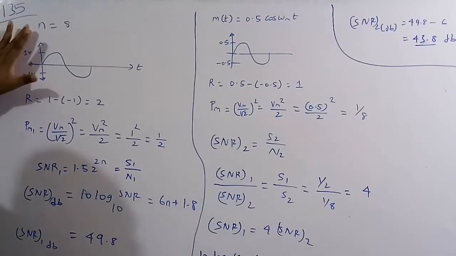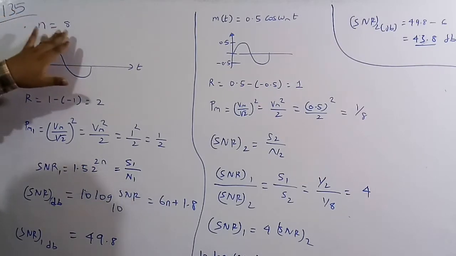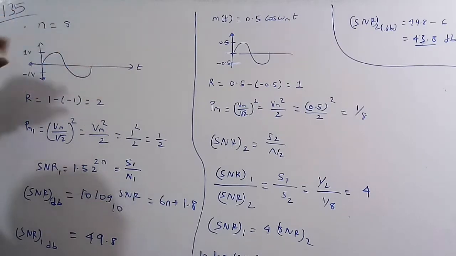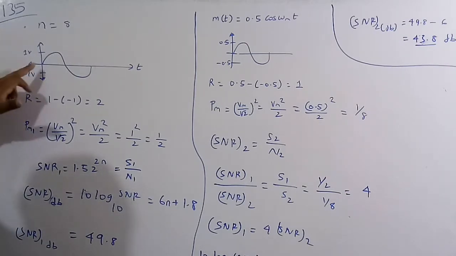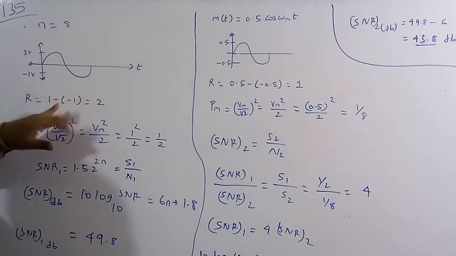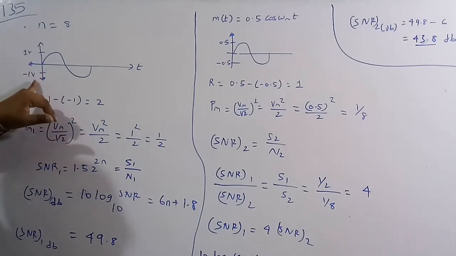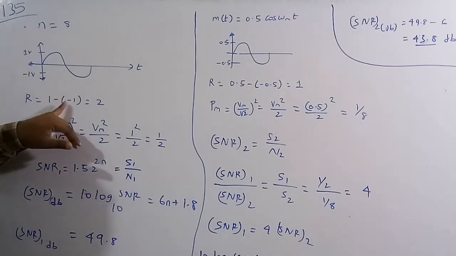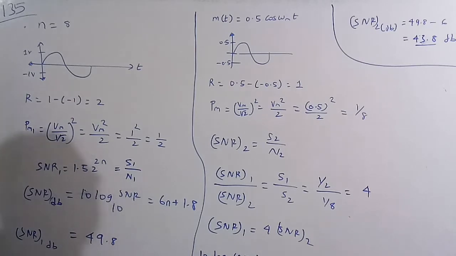For this PCM, the number of bits per sample is 8. For the first case, the message signal has a peak value of 1 volt. So I am going to assume the positive peak value 1 and the negative peak value of minus 1. So the range is equal to positive peak value minus negative peak value. So 1 minus of minus 1 is nothing but 2, which is called the peak to peak voltage of the message signal.